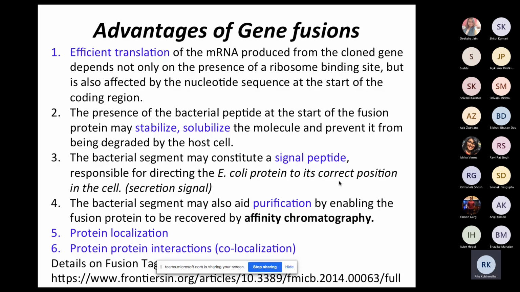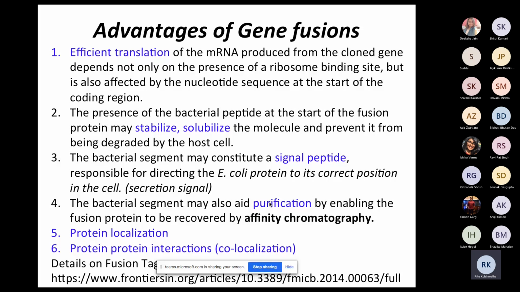You don't have to rely on breaking the cells and then taking out the protein from the whole cellular lysate, but rather you can just harvest the supernatant or the media in which the cell is growing, and from there you can harvest your protein. So many secretion signals are also used when you are doing these recombinant experiments. Then one very important point is that purification becomes extremely easy.